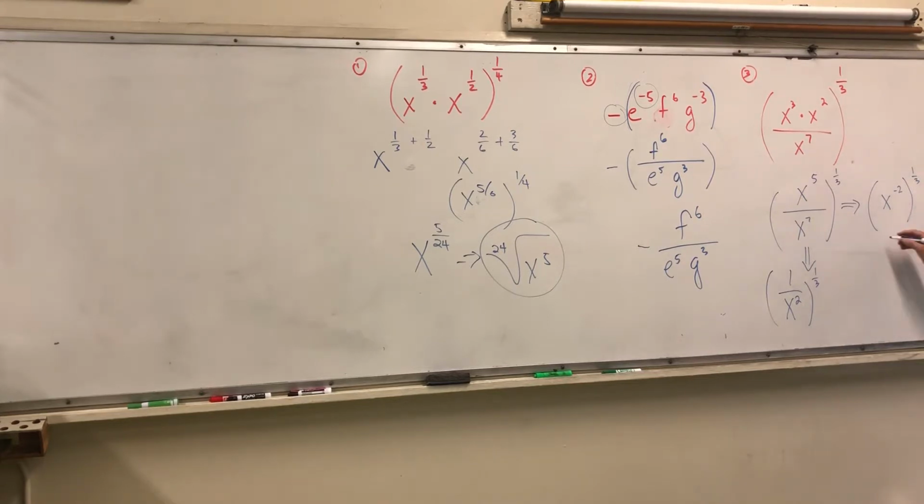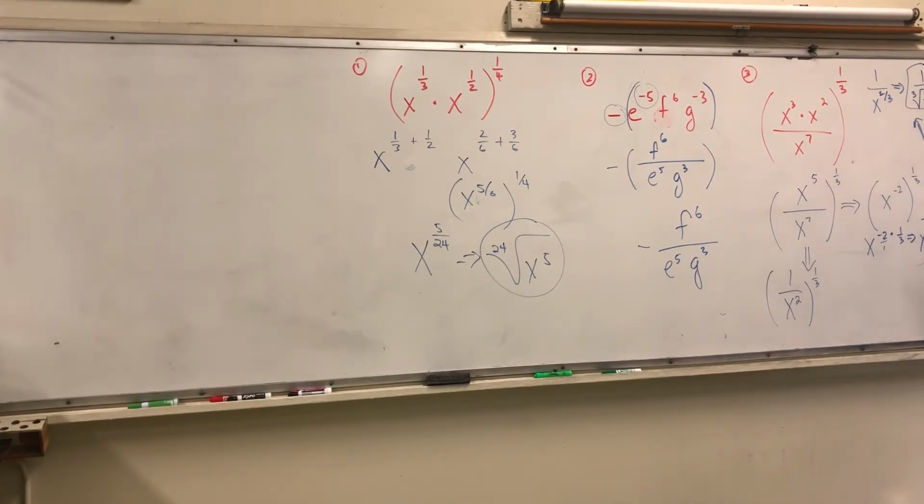Here I could say, okay, x to the negative 2 times 1/3 would give me an x to the negative 2/3. Negative 2 times 1, 1 times 3. And then I can take this x to the negative 2/3 and say it's a 1 over x to the 2/3. And then I can simplify even further and say 1 over the cube root of x squared. That's a lovely question there.